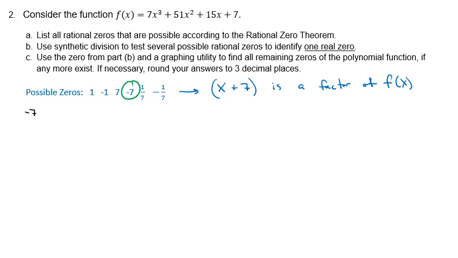All right, so we're using our result from synthetic division. Let me write it out one more time. 7, 51, 15, and 7. I'll just do this one more time quickly. -49, add down is a 2. Multiply, add, multiply, add. All right, so this is our remainder. This is our quotient.